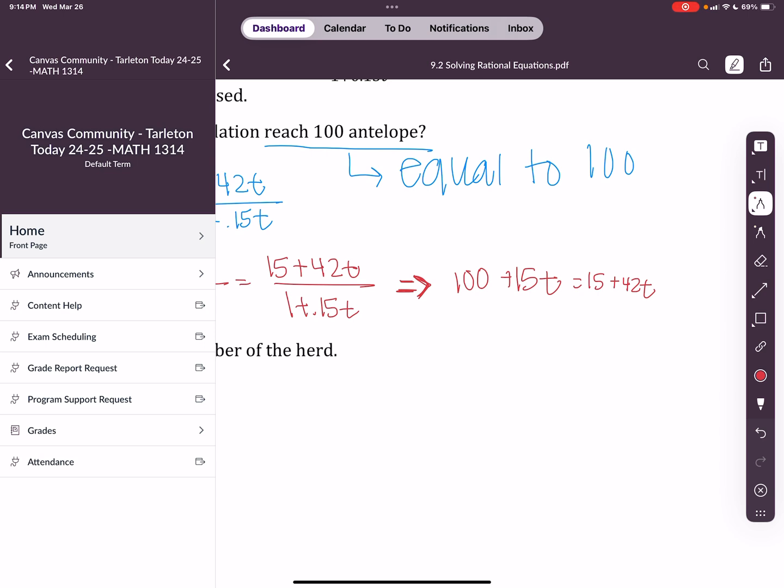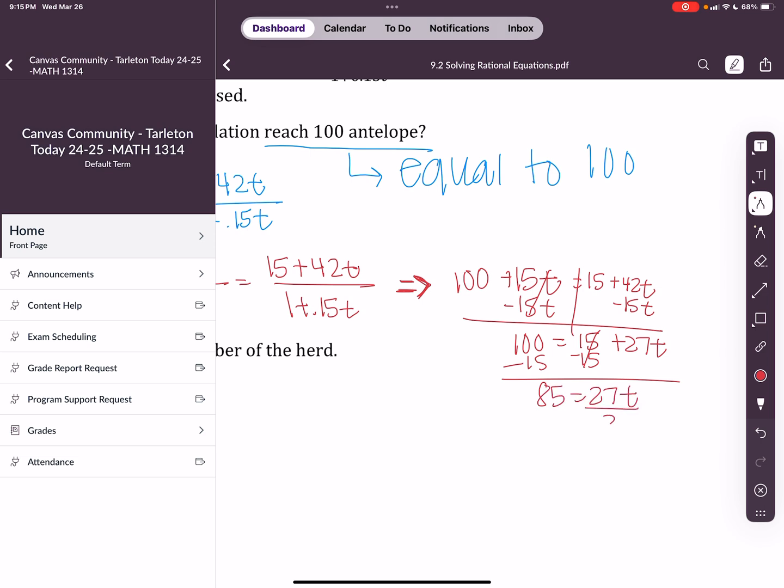It's much like the third problem on the previous page, where we're just going to combine these like terms and solve. All right, so I'm going to subtract 15t from both sides. And I get 100 equals 15 plus 27t minus 15. So 85 equals 27t. And the last thing I need to do is divide. Whoa, it looks like a 3.